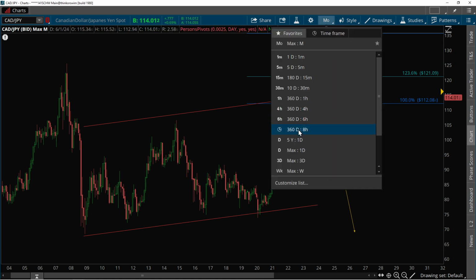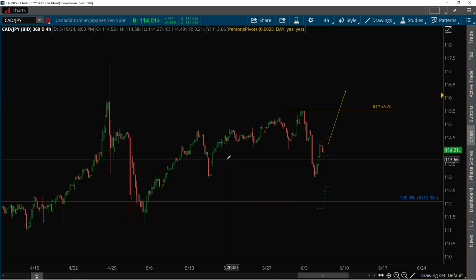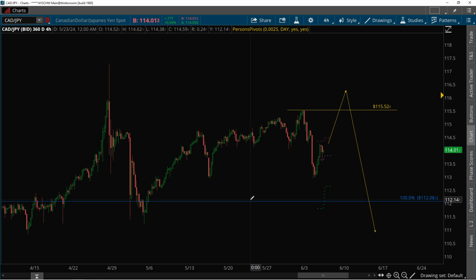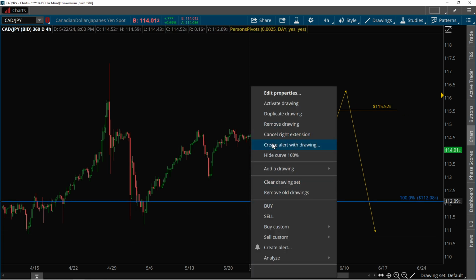So back to the 4-hour. That's what we want CAD yen to do: make a clear B wave back up here. You got your quarterly R2 up here, and from this point, we'll be looking for that. That's pretty much the next move we're looking for in CAD yen.